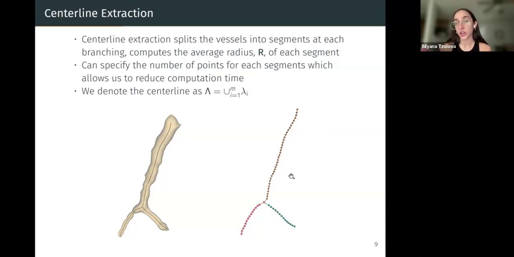So if we want to reduce our computation time, we can say that this should only be 5 points rather than the about 20 that we see here. And note that we're going to call the whole center line lambda, and lambda I is going to be each center line that connects each set of points.